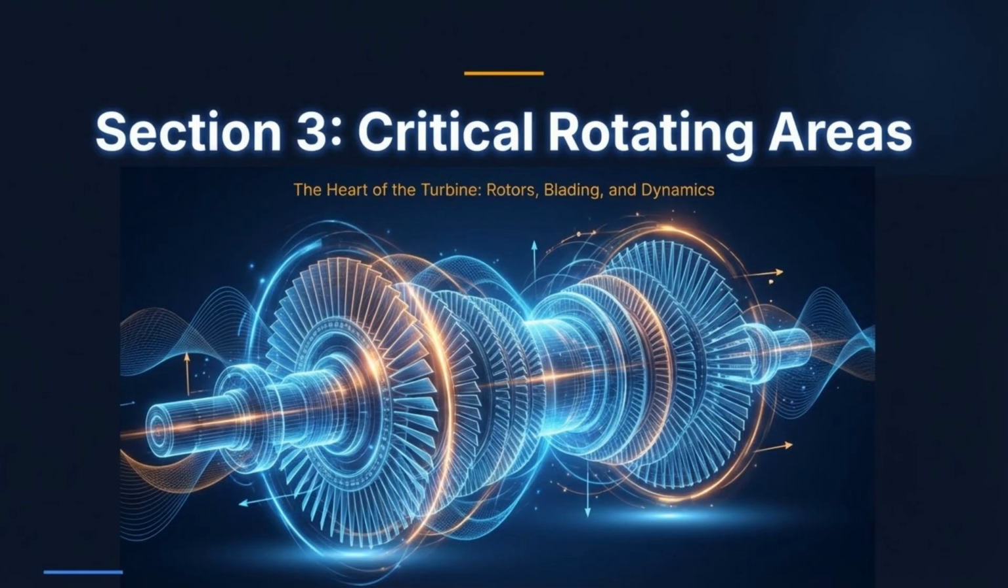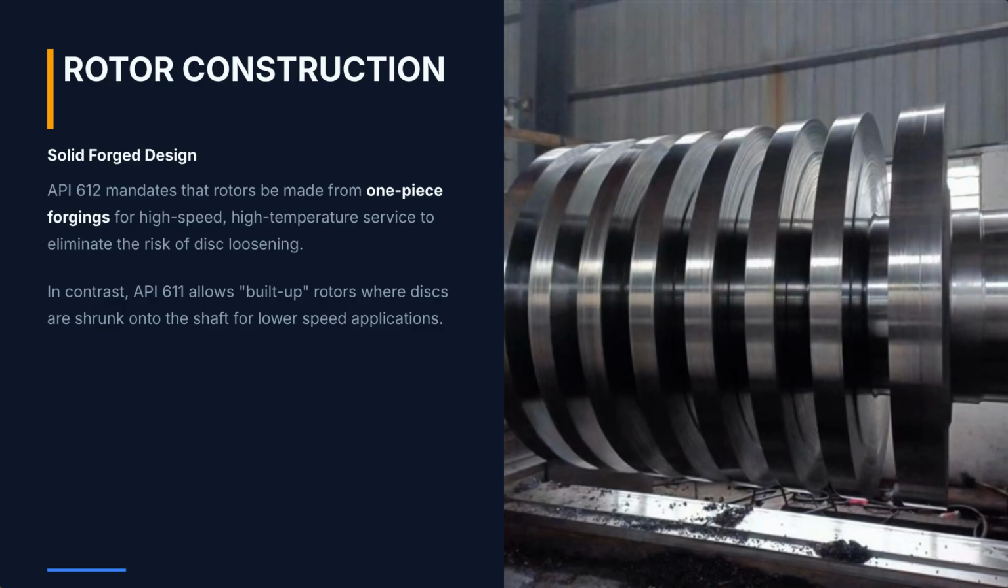Let us look at the rotor, which is the heart of the turbine. Let us look at how it is constructed. For high speed, high temperature service, API 612 mandates solid forged one piece rotors to eliminate the risk of disc loosening. API 611, however, allows for built up rotors where discs are shrunk onto the shaft, which is acceptable for lower speed applications.